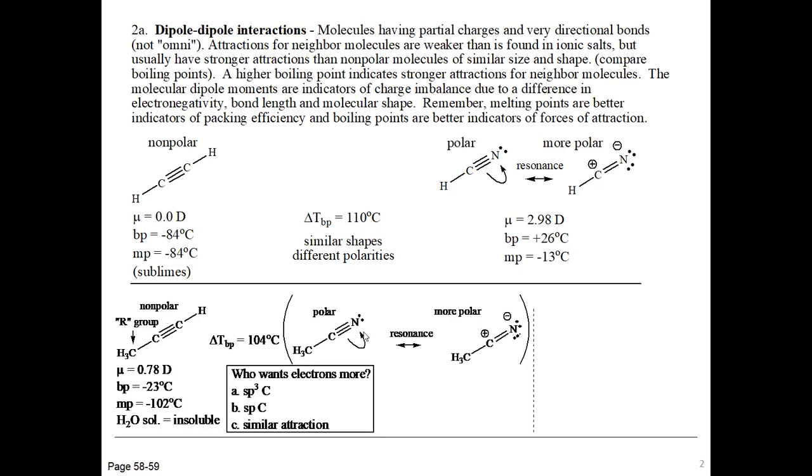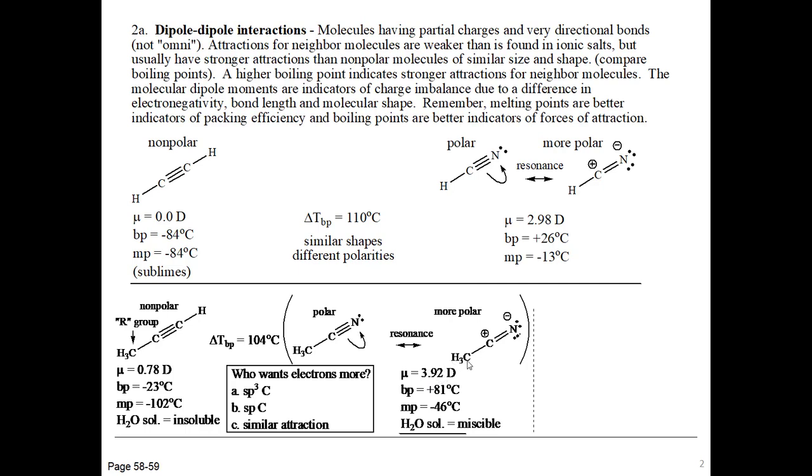Again, we can write the resonance form where we make the carbon positive. And if this methyl's helping that by donating electrons in and helping it pull the electrons away, whereas up here all we had was a hydrogen, then this should become more polar. More polar should be a bigger dipole moment. It's already pretty big up here, about 3. Let's see what happens. Now it's almost about 4.